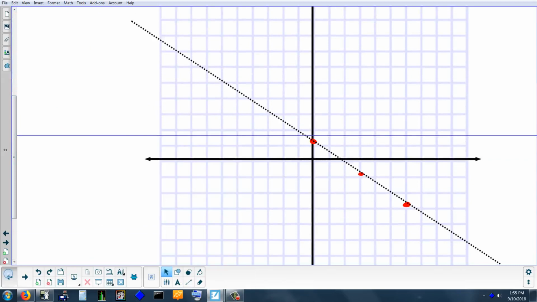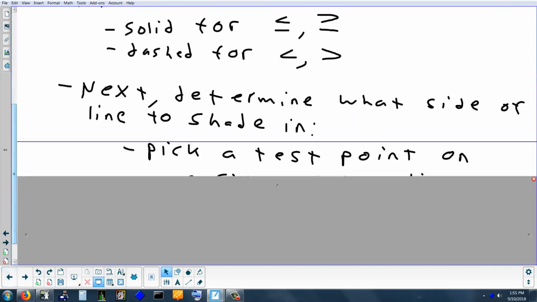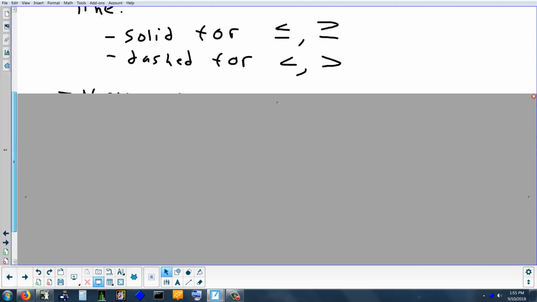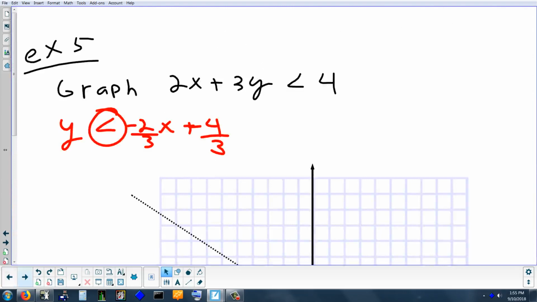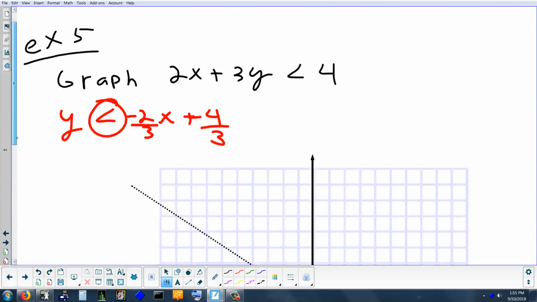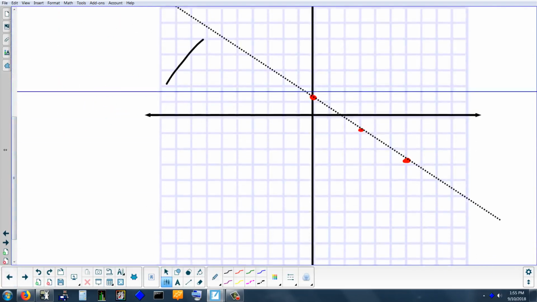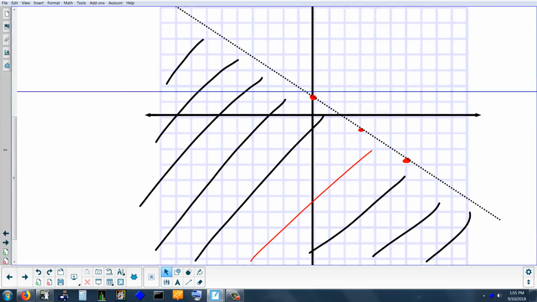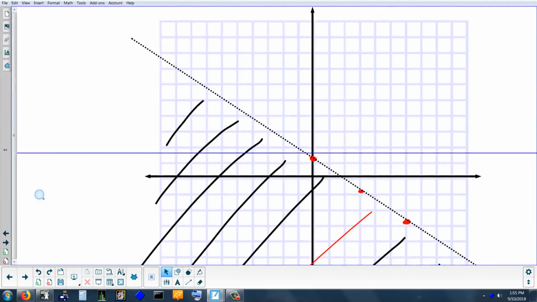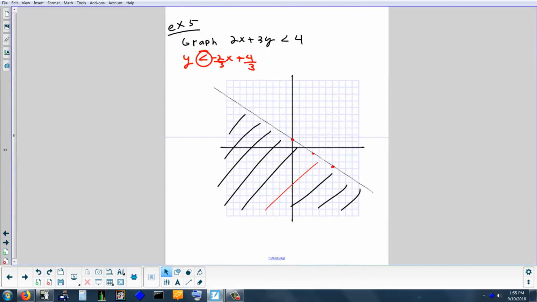So make it dotted. And then once you put in a solid or a dotted line, you basically just shade. Well, the easy way to figure out which way to shade: less than, shade below. Greater than, shade above. It's the simplest way to explain it. This is a less than, so I shade everything below. That's it. Okay. How many people have done that kind of stuff before?